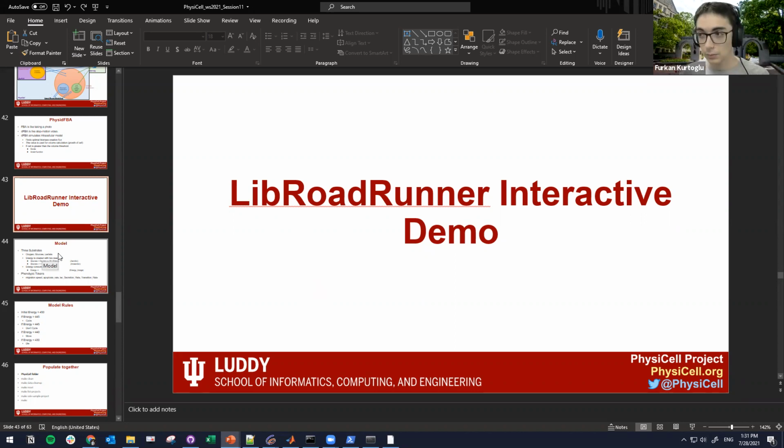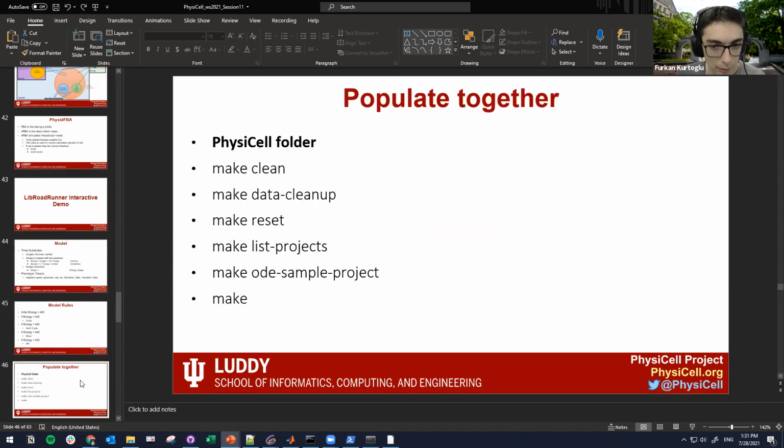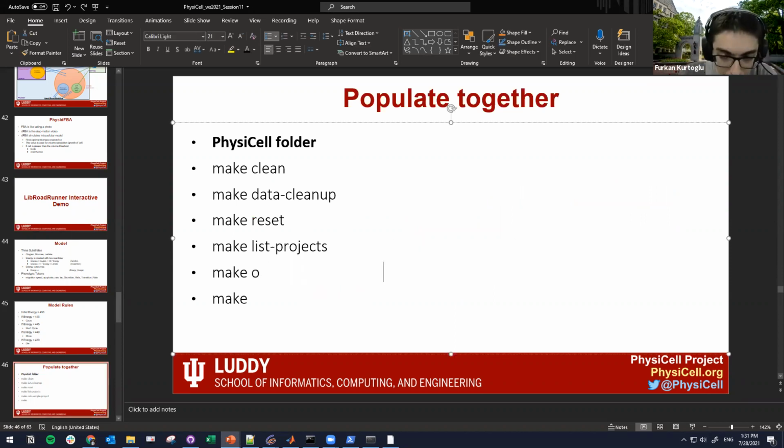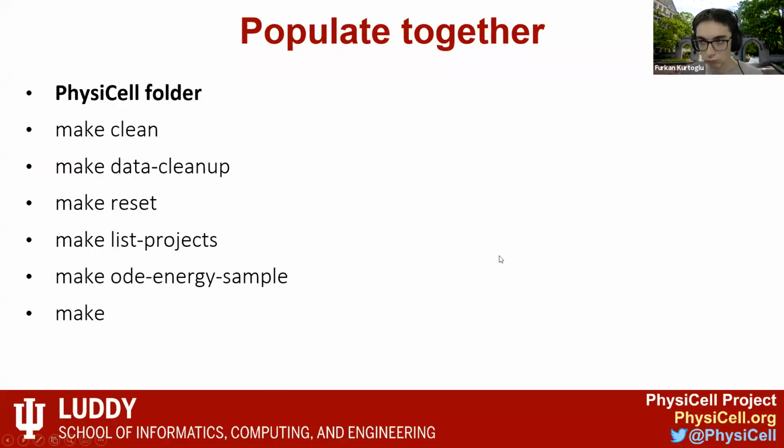Okay. Does anybody have any error while populating the OD energy samples? I'm sorry, this is wrong. OD energy sample. I assume that nobody has an error, which is so good.